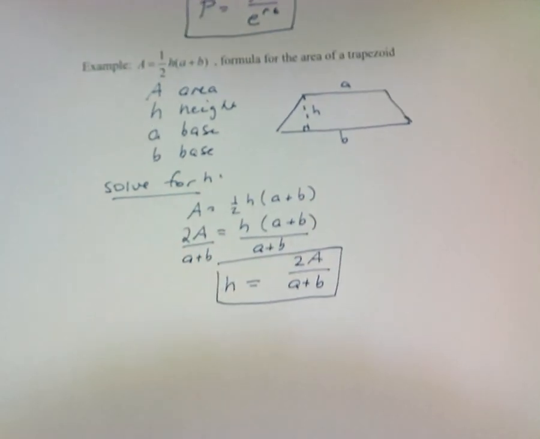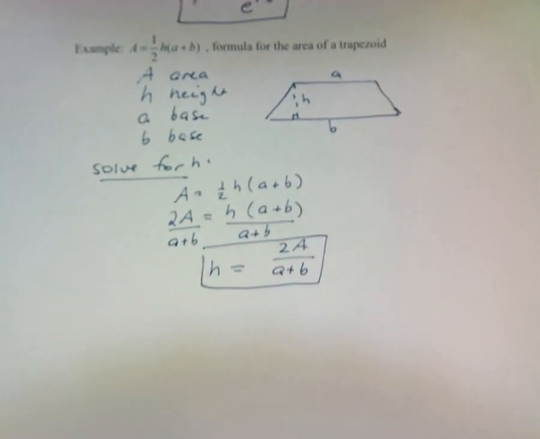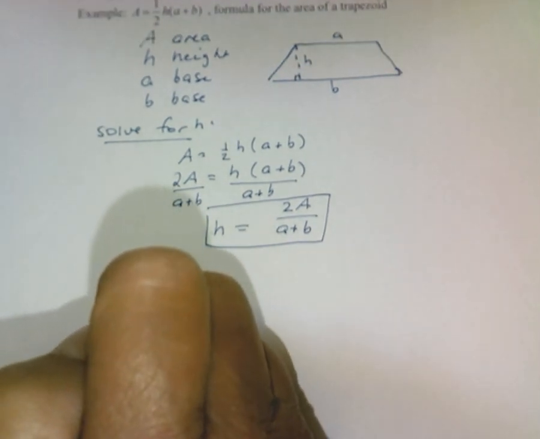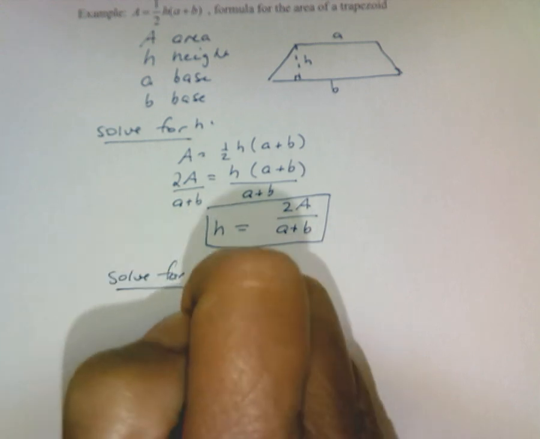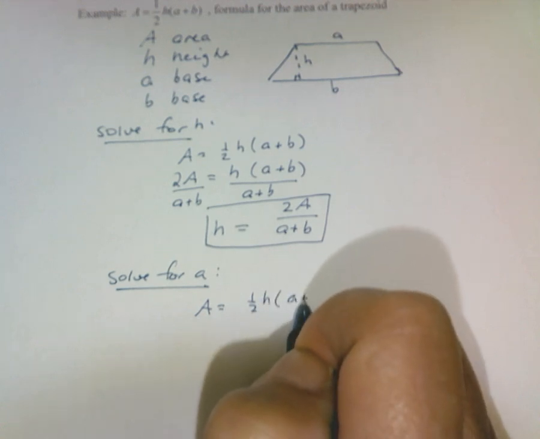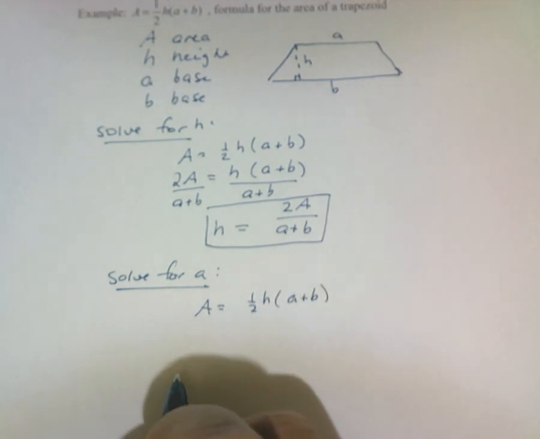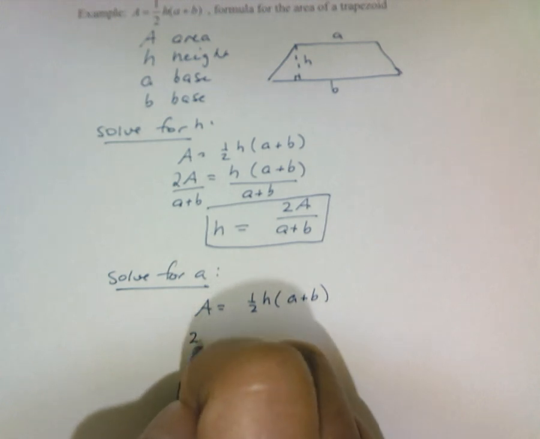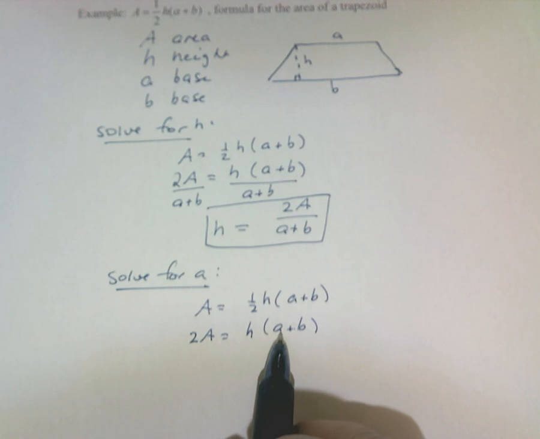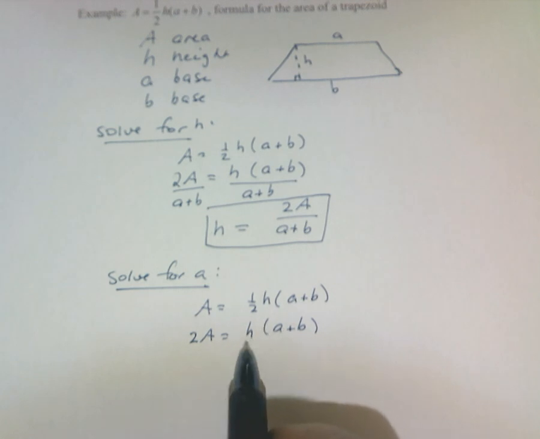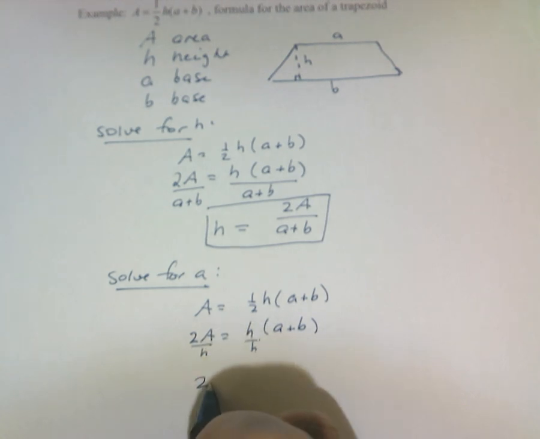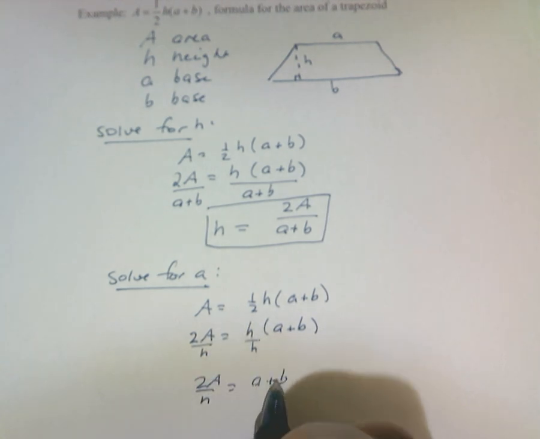I might also want to take that same equation, instead of solving for H, maybe I'd want to solve for A. So I start out with the same thing I had before. I'm going to go ahead and get rid of the 1/2. But now I want to keep the A here. I want to get rid of the H. So these are being multiplied. I'm going to divide by H. So I have 2A over H equals A plus B.